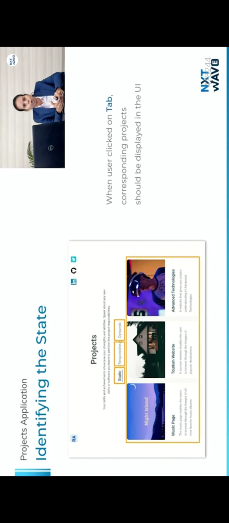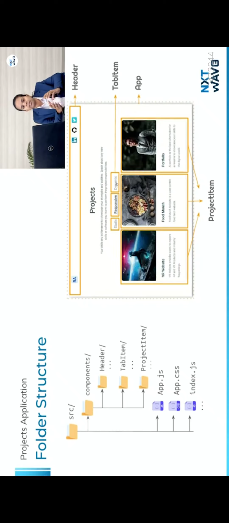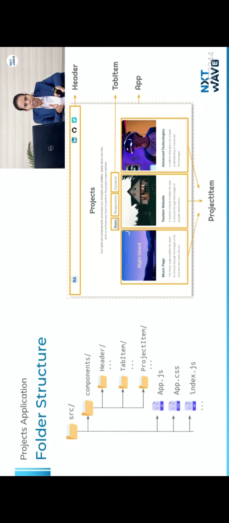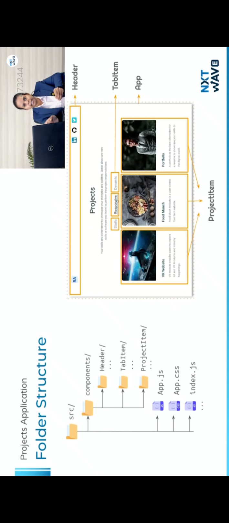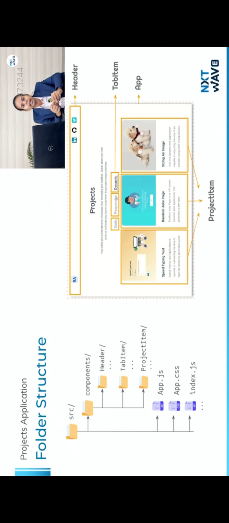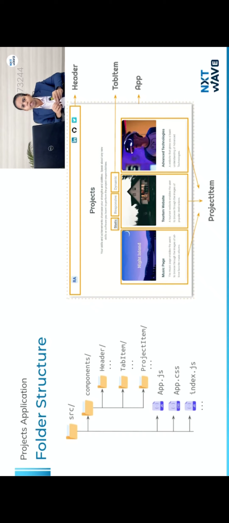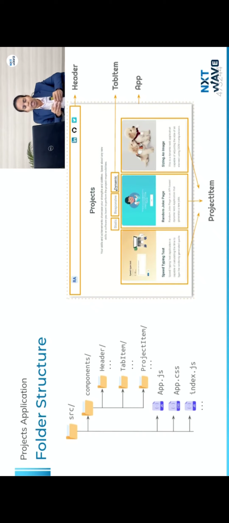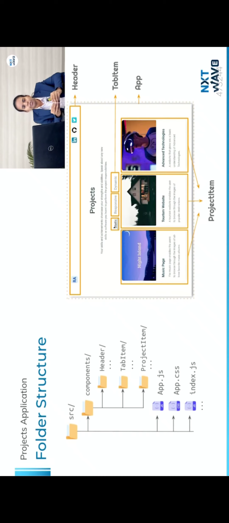Let's understand the initial code available for us. Okay, so this is the folder structure. You can see there are various components available for you before itself in the initial code. Okay, so firstly there's header, there's a component corresponding to it. So then we have tab items, right? So there's a component corresponding to the tab item, and then we have the project items. So there's a component corresponding to the project item. So in the initial code, all these components are available for you.